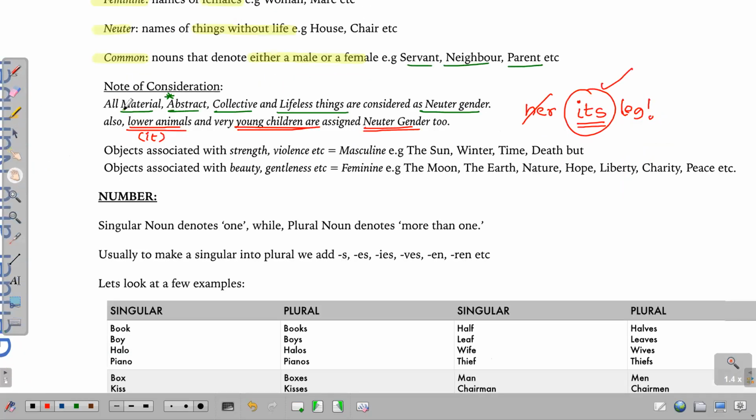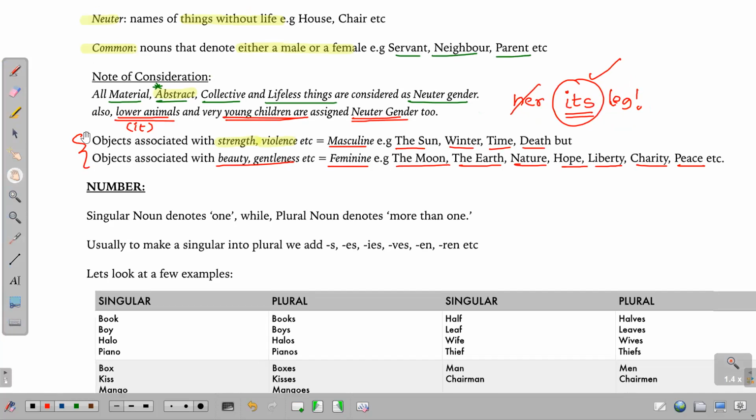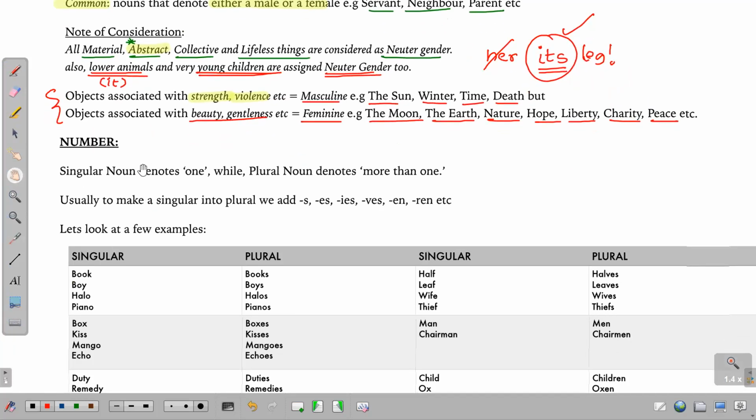Let's move ahead. As I said, abstract has a catch. What is the catch with the abstract? This is the catch. Objects that are associated with strength and violence are sometimes in abstractions attributed to masculine: the sun, winter, time, death, etc. Objects associated with beauty and gentleness, on the other side, are feminine, like the moon, the earth, hope, nature, liberty, charity, peace, etc. You can see them in a more vivid manner when they are used. They'll be replaced by a feminine pronoun, that is maybe she or her, depending upon what case it is. So objects associated with beauty and gentleness are believed to be feminine.